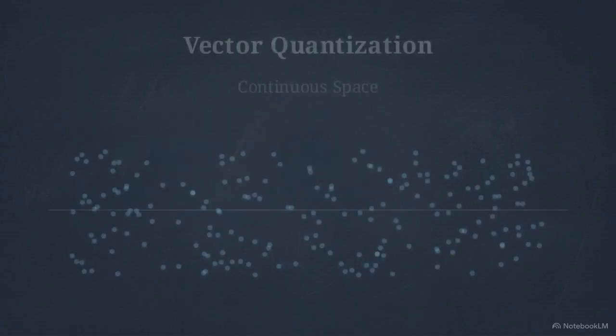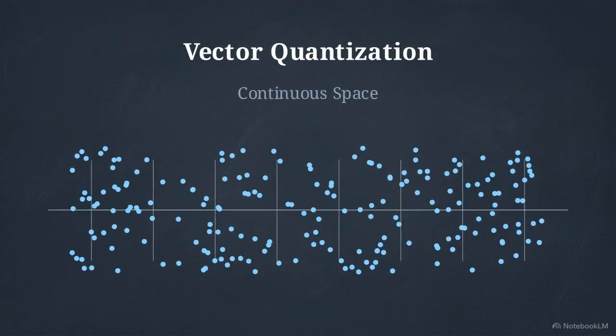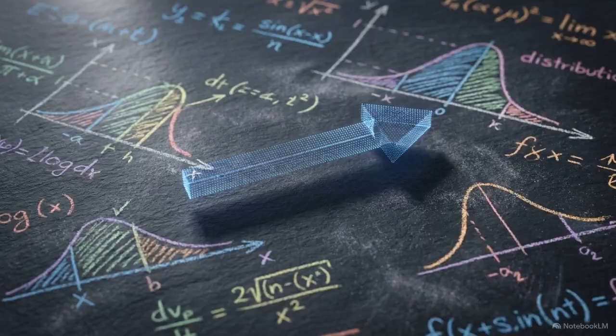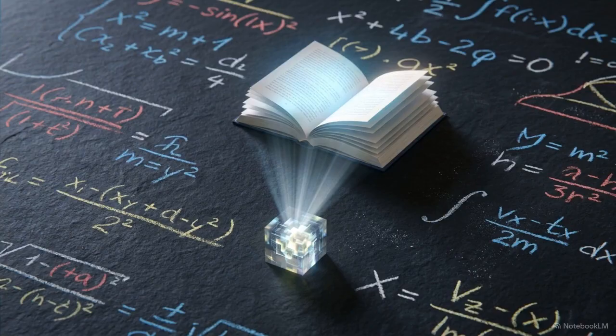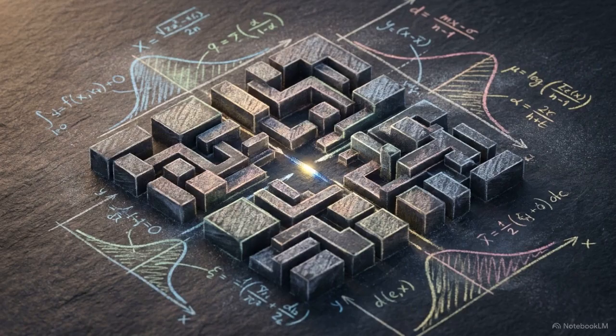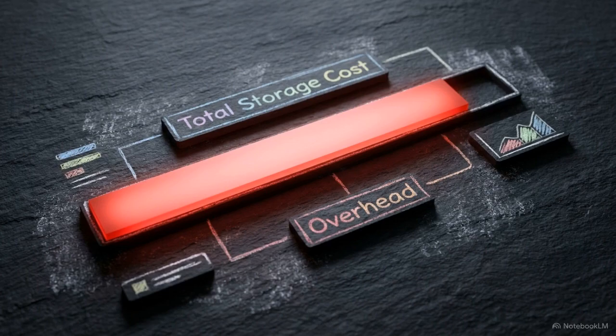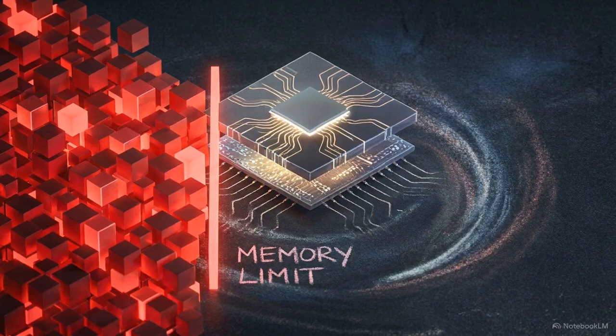The primary tool for this is vector quantization, which maps a vast continuous space of values down to a small set of discrete integers. Standard vector quantization requires a custom codebook to decode the data. This introduces significant memory overhead, extra bits stored just to read the compressed values, which can negate the efficiency gains of the compression itself. This creates a context window wall, where the demand for deep memory is trapped by the physical limits of hardware storage.